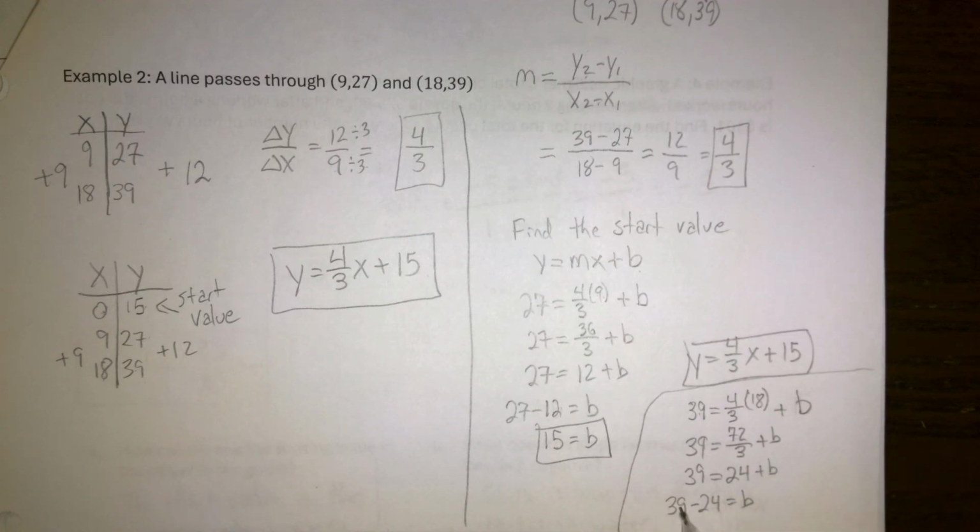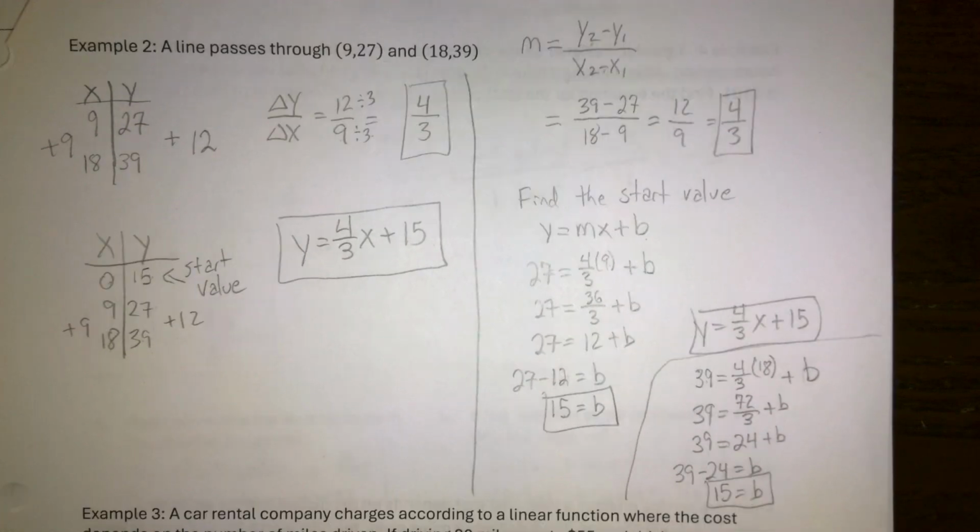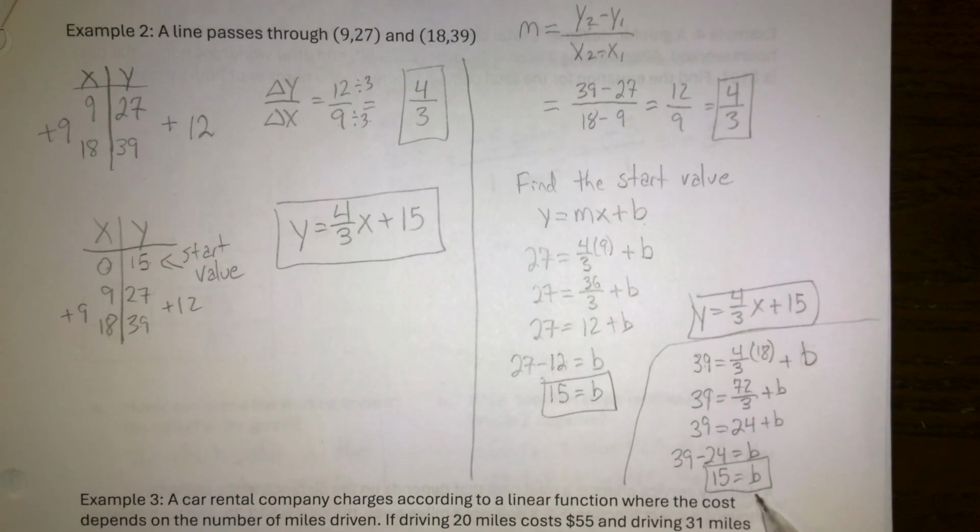And when I do 39 minus 24, I get 15. So once again, it didn't matter which pair of points you chose to solve this problem. You will get the same answer either way.